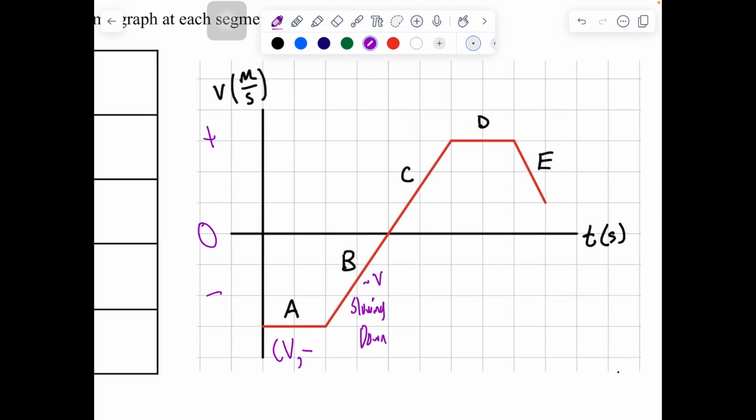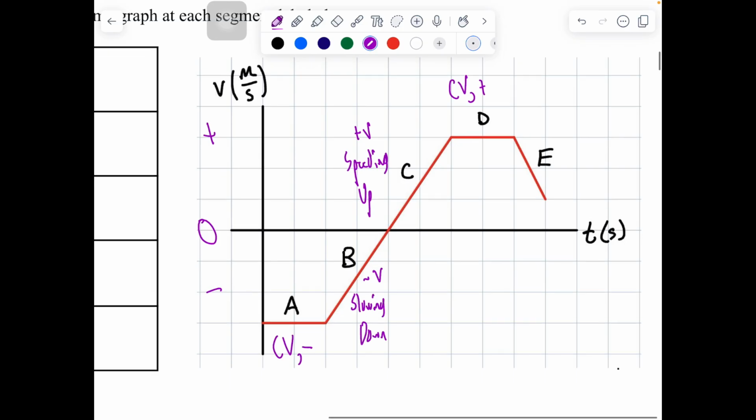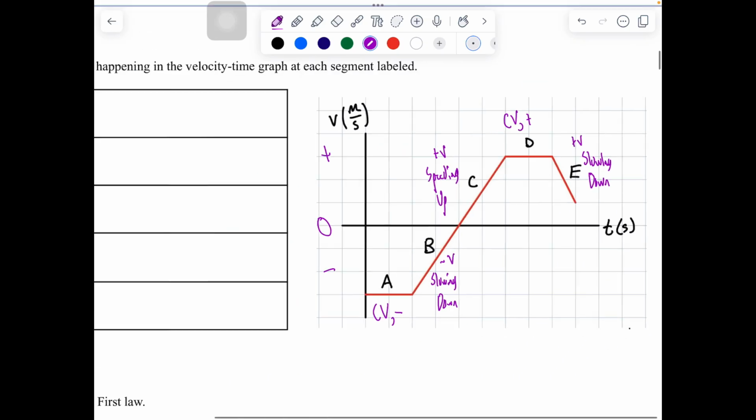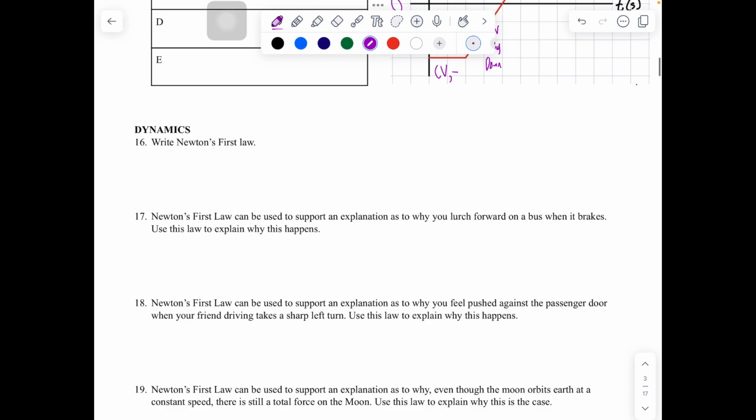C, now you have a positive velocity. You're speeding up. You're getting farther away from the x-axis. D is a constant positive velocity. And E, it is a positive velocity, and we are slowing down. Alright, a lot of these, let's talk through.